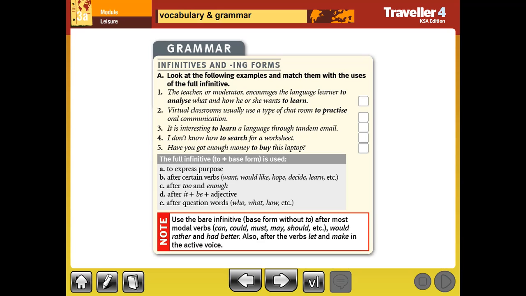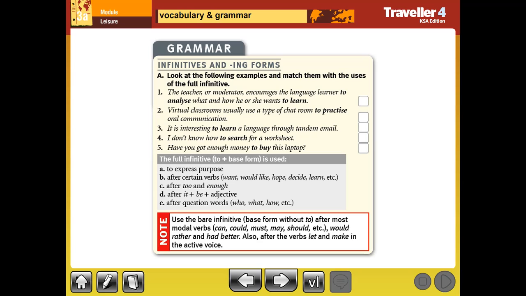Infinitives, what does it mean? Infinitive, I mean the origin of the verb, أصل الفعل. And the ing form, a verb plus ing. Now we are going to know where and when we use infinitives and when we use ing forms.